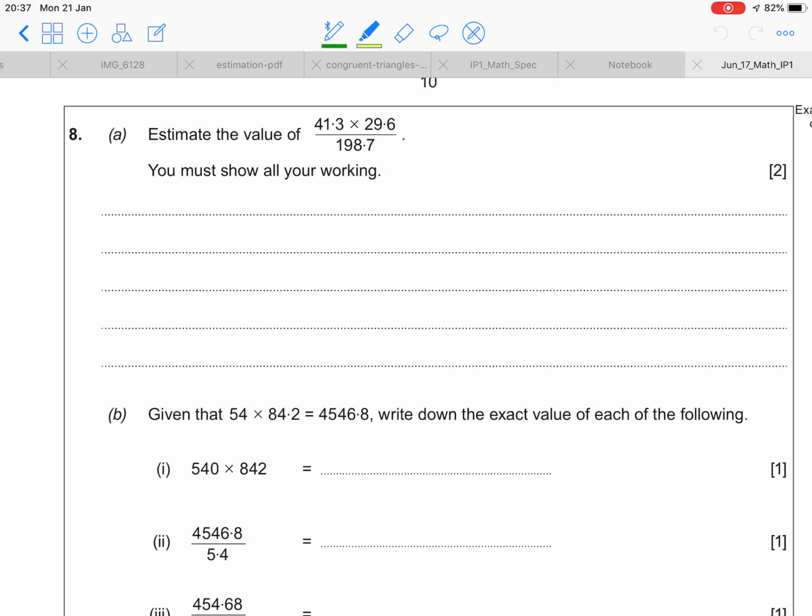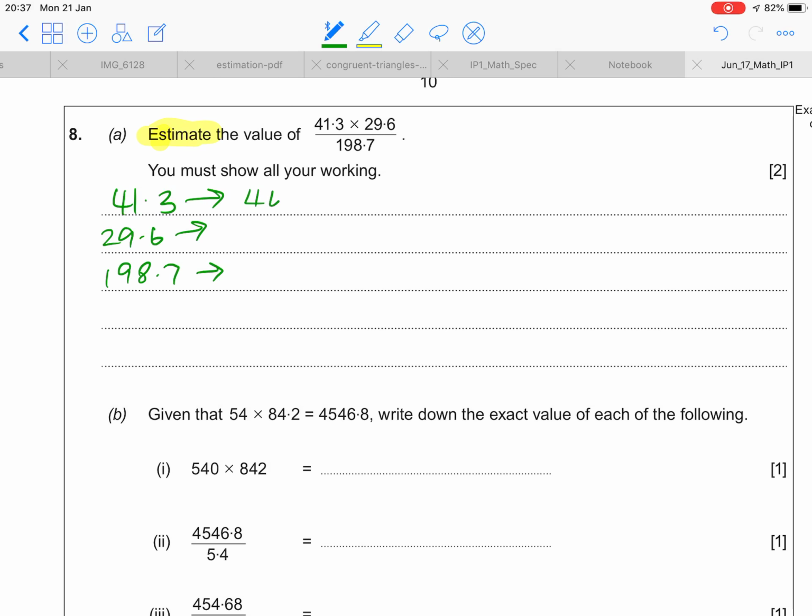Question 8. The keyword in this one is the word estimate. I'm not working anything out exactly. I'm rounding everything to one significant figure. So the first thing I'm going to do on the side of the page here, so that I don't get distracted, is round it all to 1 SF.